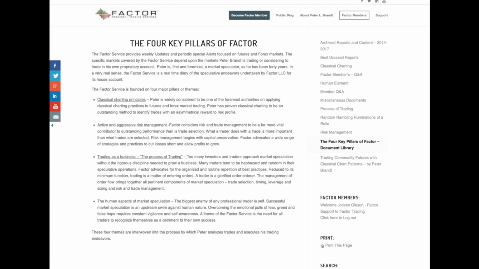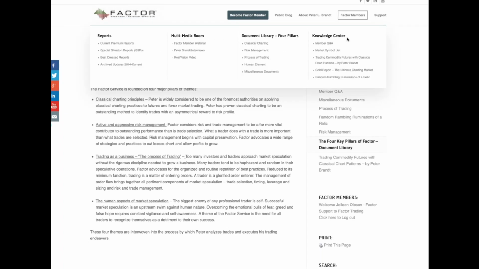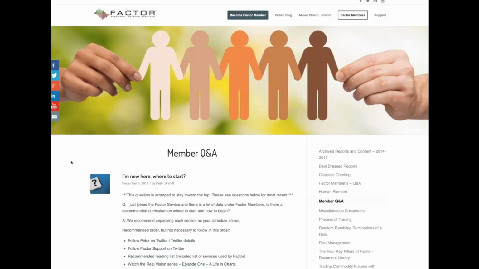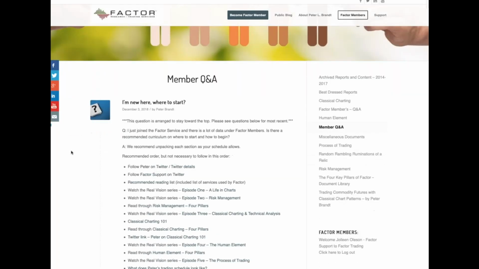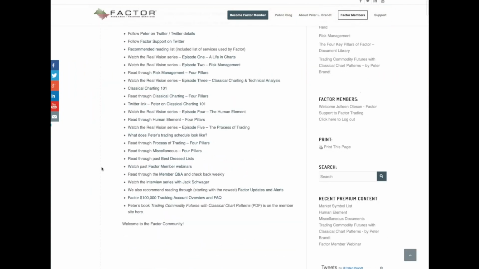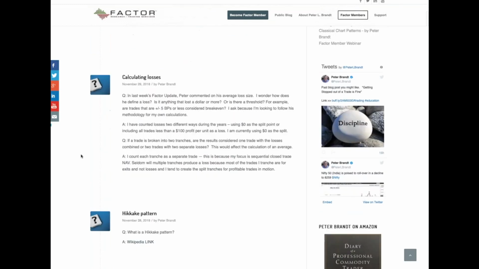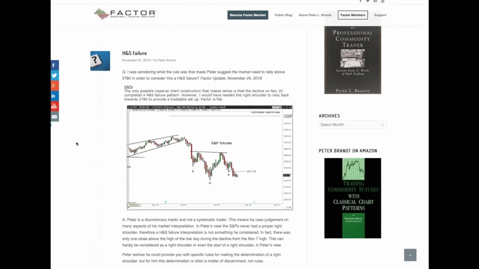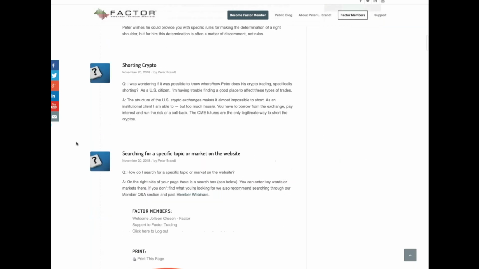I wanted to take this time to show you a new feature that we've been working on the member site. If you go up to Factor Members, the section I've been working on right now is under the Knowledge Center, and it's this member Q&A. We had this section before, but we've just readjusted. The new member Q&A is now a scrolling feature, and you do not have to click to read more on any of the questions. It's nice because you can scroll through and scan, user friendly, without as much clicking to get to what you might be looking for.